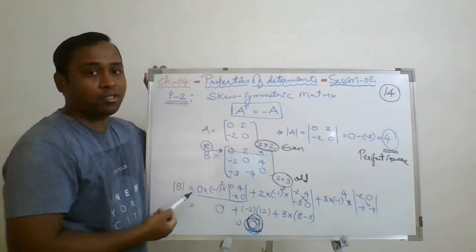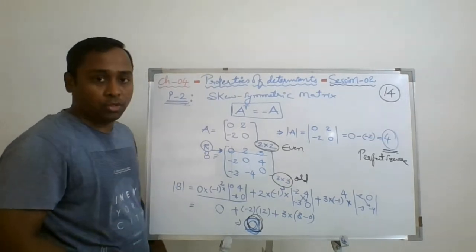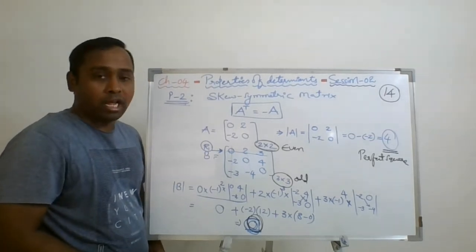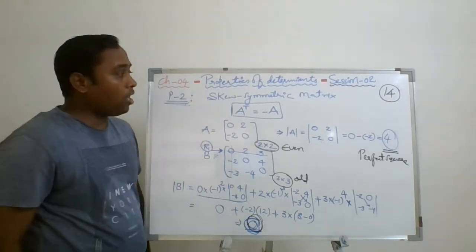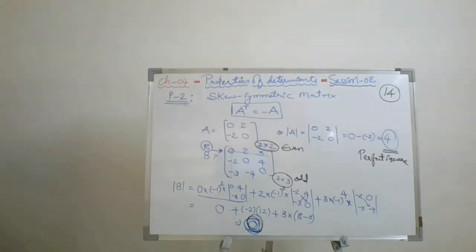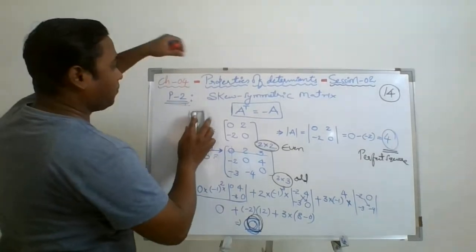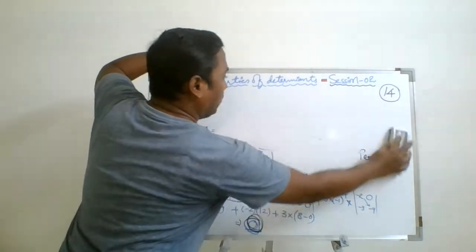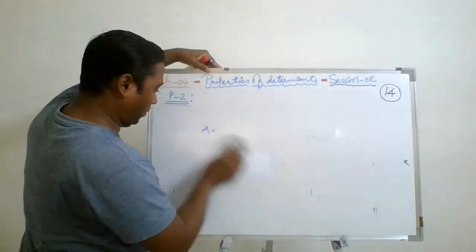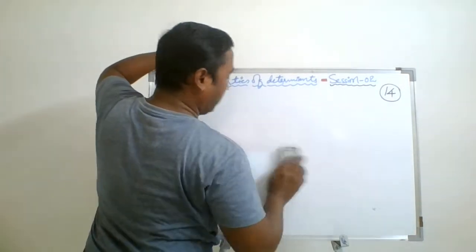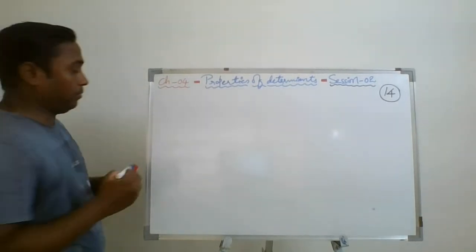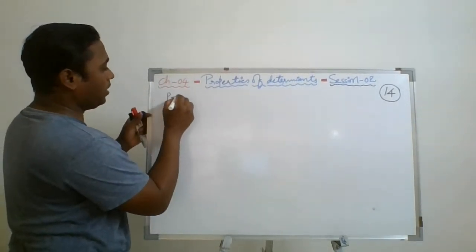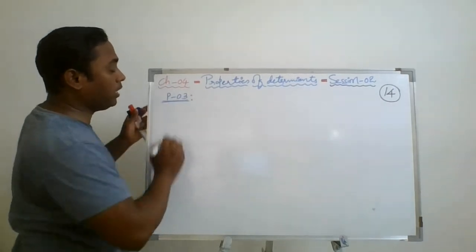So that is the use of properties of determinant. Okay, so this is property number 2. Property number 1 was related to the diagonal matrix, and property number 2 is related to the skew symmetric matrix. Now coming to property number 3. What is the property number 3 we have? See, it's so simple, so easy to remember and to apply.